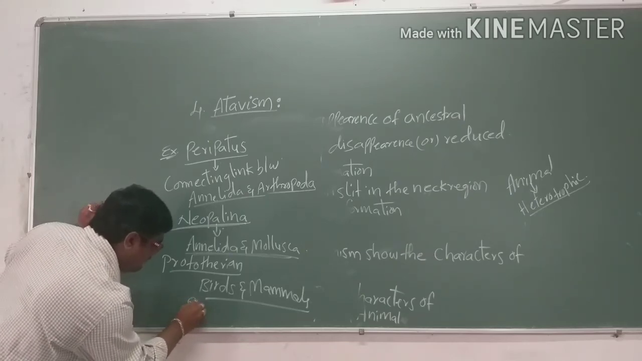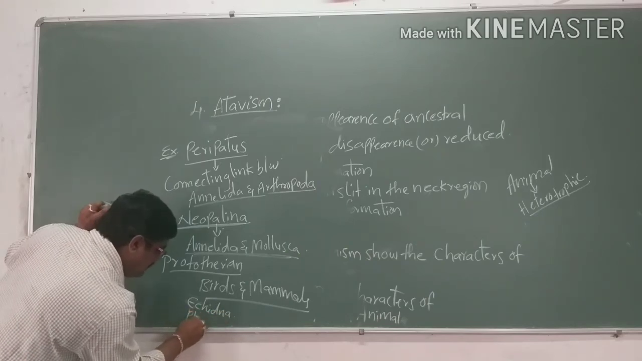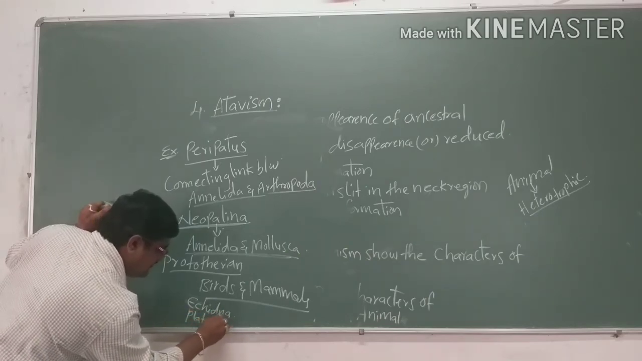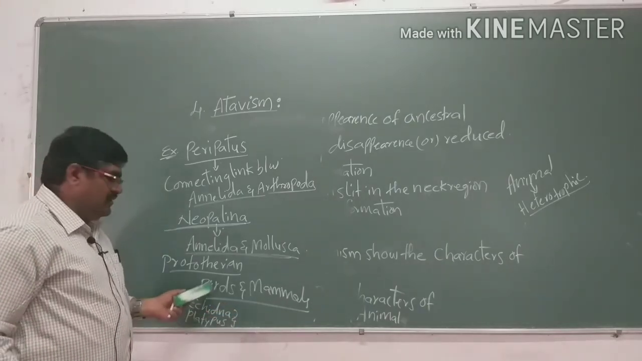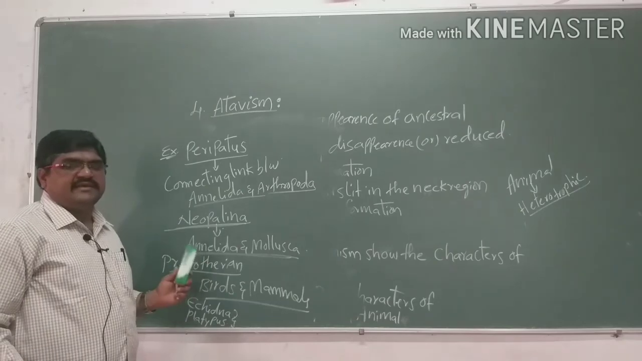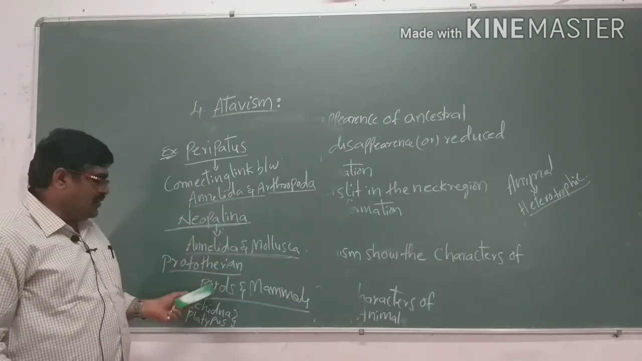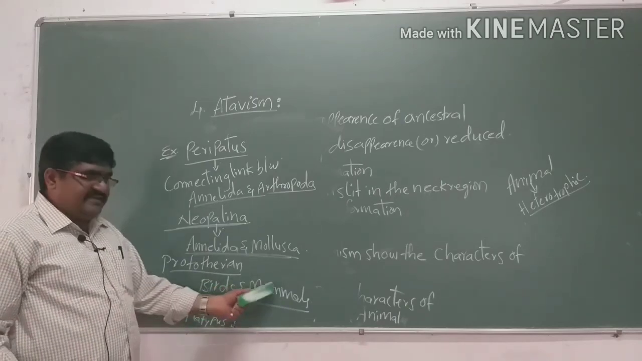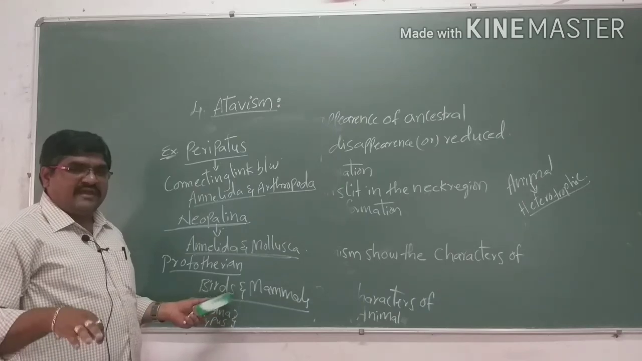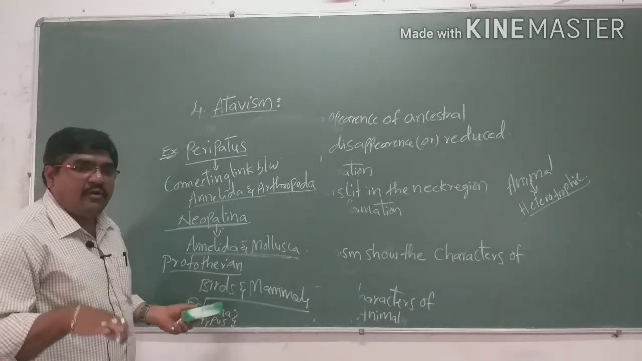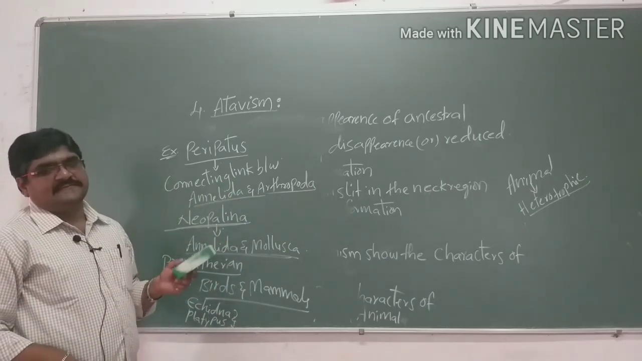Examples are echidna and platypus. So echidna and platypus are examples of Prototherians. These organisms show the characters of two organisms in only one organism, so they are called connecting links.